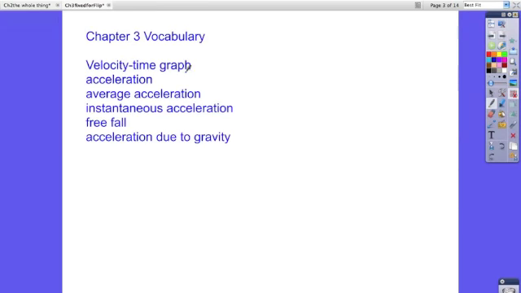There is vocabulary in Chapter 3, but not a whole lot. We've already talked about velocity time graphs. We've defined acceleration. We've talked about average and instantaneous acceleration. Free fall and acceleration due to gravity, I'm not going to define for you right now. They'll come up in, I think, part 3 of this video. If you are told that you have a quiz or that you're going to be responsible for all of the vocabulary, you might want to look those up on your own.